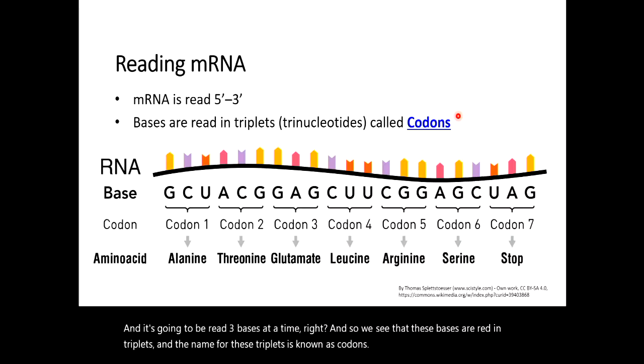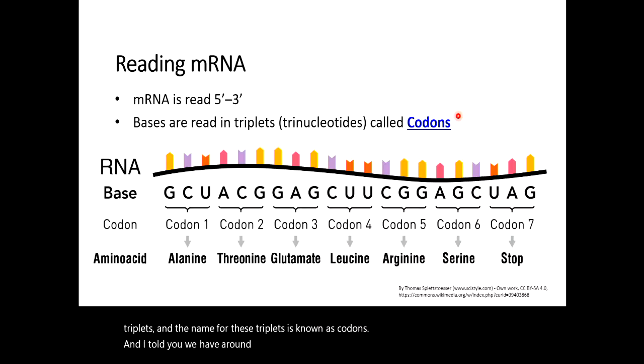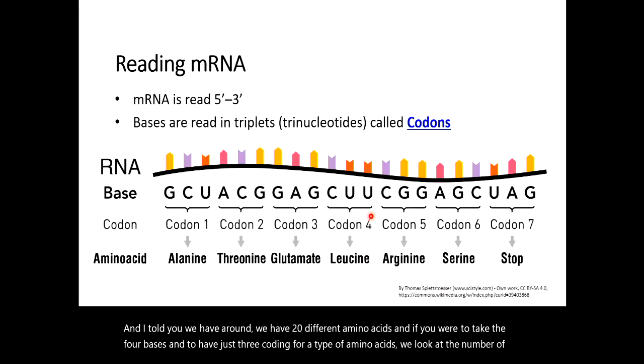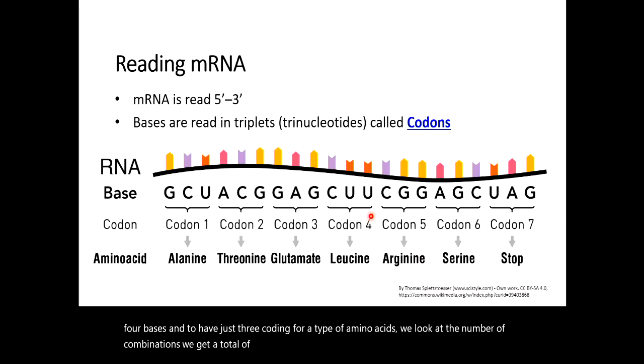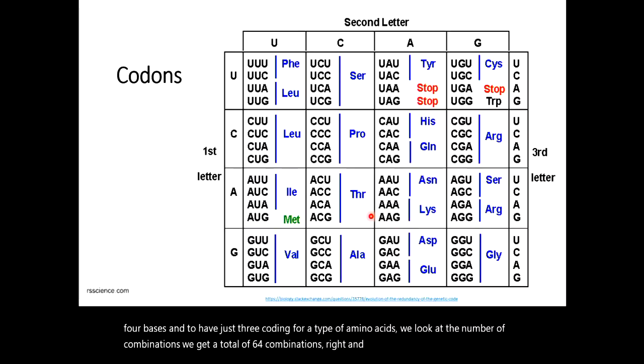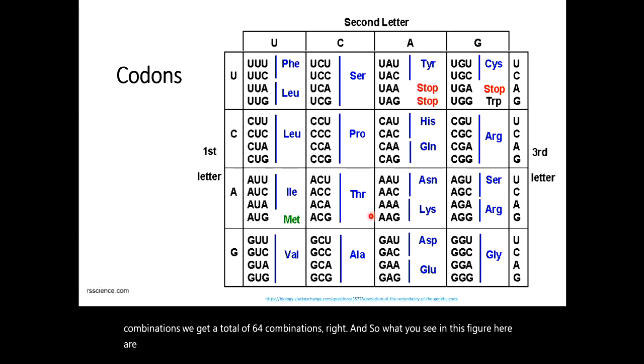And I told you we have around 20 different amino acids, and if you were to take the 4 bases and have just 3 coding for a type of amino acid, if you look at the number of combinations, we get a total of 64 combinations, right? And so what you see in this figure here are those 64 combinations of codons.